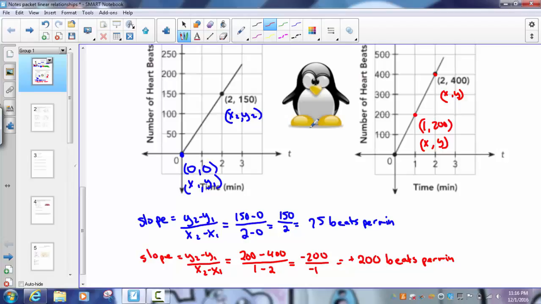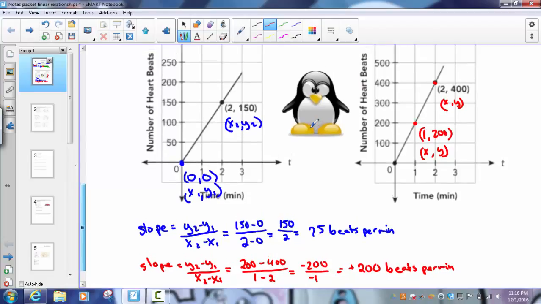But when I look at these two graphs, this second graph doesn't look that much steeper. But if you notice carefully, the y scale, this is going up by 100. This is only going up by 50. So the scales are very different.